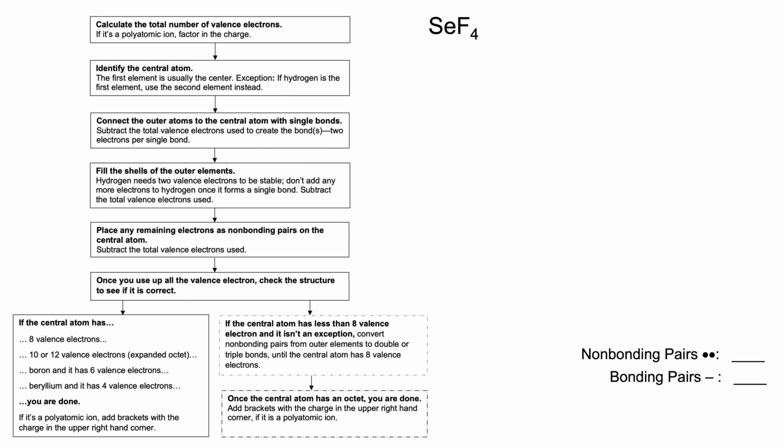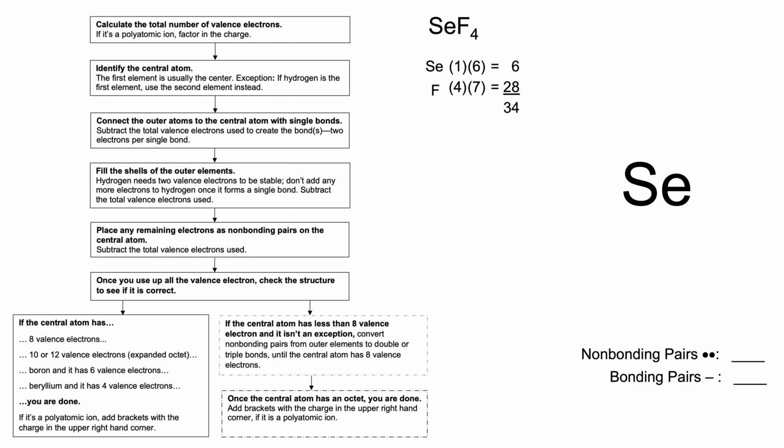To draw the Lewis structure for selenium tetrafluoride, I'm first going to start off by doing the inventory. There's 1 selenium, there's 4 fluorines. Each selenium contributes 6 valence electrons, whereas each fluorine contributes 7. I'm multiplying across and adding to get a total of 34.